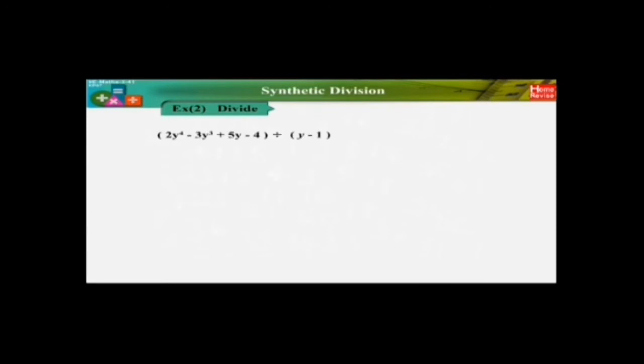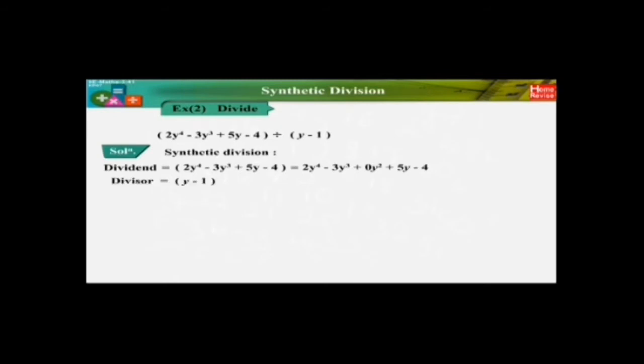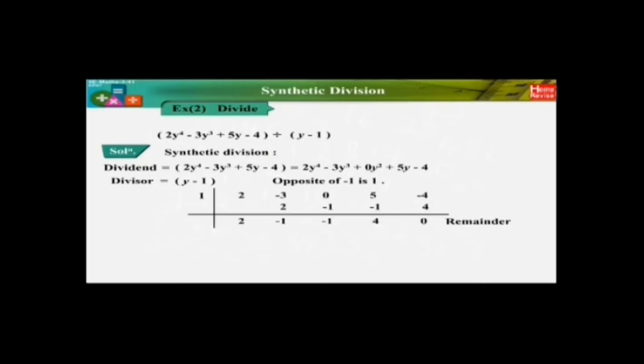Let's consider an example. Divide 2y raised to the power 4 minus 3y cube plus 5y minus 4 by y minus 1. Solution: we will do it by the synthetic method. Dividend is 2y raised to the power 4 minus 3y cube plus 5y minus 4, which is equal to 2y raised to the power 4 minus 3y raised to the power 3 plus 0y raised to the power 2 plus 5y minus 4. Divisor is y minus 1. Opposite of minus 1 is 1. So we will do it.